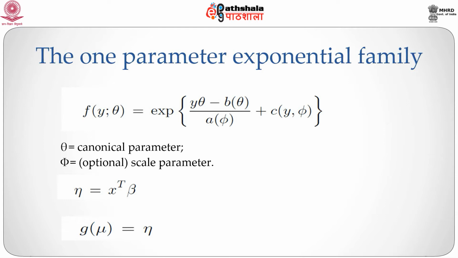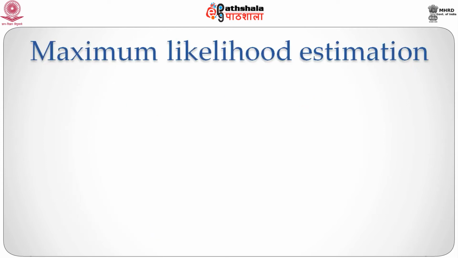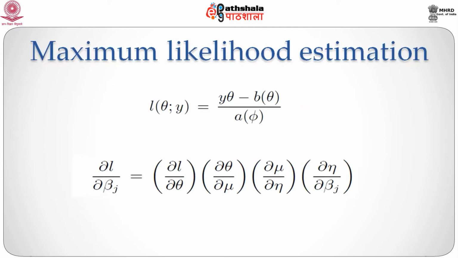The second component of the one-parameter exponential family is the linear predictor eta, which we define as eta equal to x prime beta. X here is a p-vector of known covariates, and beta is my unknown vector of regression coefficients. I then relate the random component of y to the fixed component eta using a link function g, and the equation g of mu is equal to eta. Maximum likelihood estimation for this family.